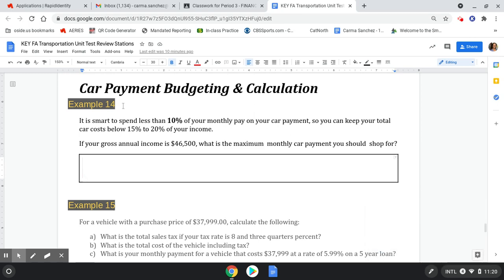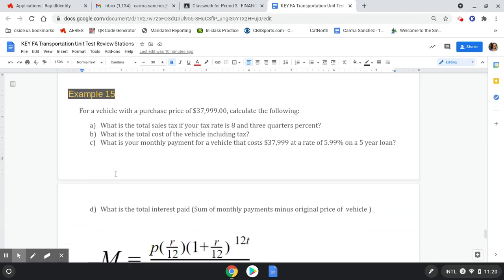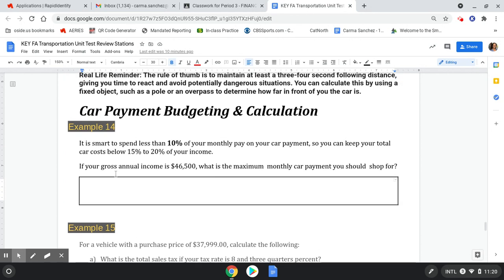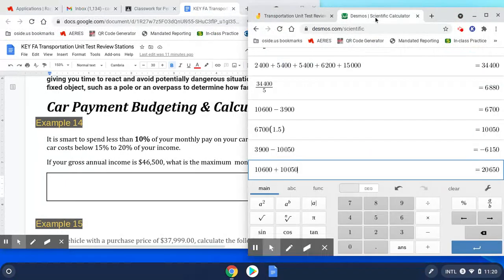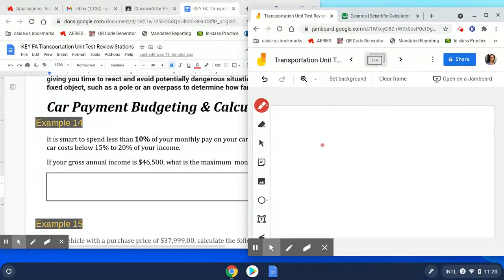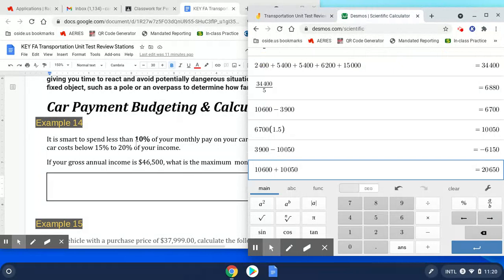Okay, I'm going to start with example 14 and 15 in case you're using this video to help you with your project first, and then I'm going to go up and do the rest that we haven't tackled in class. This is your test review for the upcoming transportation unit test. You are going to need a Desmos tab and possibly some scratch paper, so go ahead and get that handy if you need it.